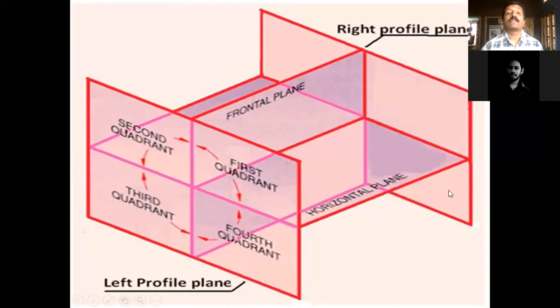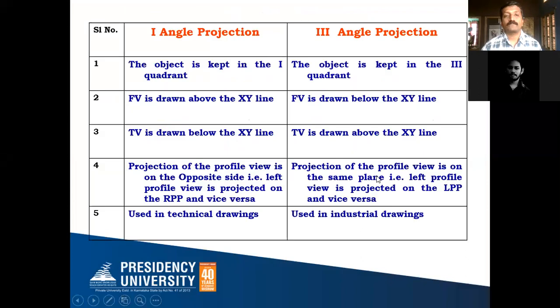That is one more difference which I have listed here. You can see for the first angle projection system, the profile view is on the opposite side, that is, the left profile view is projected on the right profile plane and vice versa. Whereas for the third angle projection system, on the same plane you will get it, that is, on the left profile plane you will get the left view, and on the right profile plane you will get the right view.